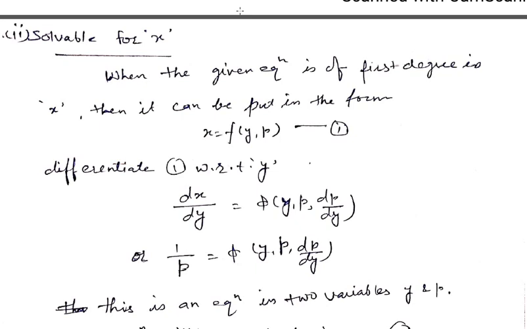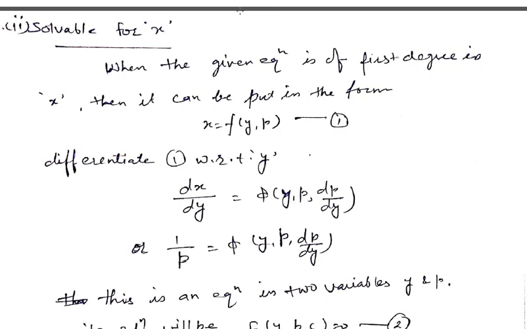Hello students, in this video we will discuss another method, which is solvable for x. This method is used to solve an ordinary differential equation whose order is 1 but degree is not 1. This method is applicable when the given equation is of first degree in x only.